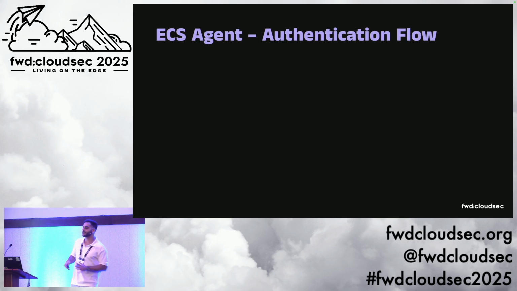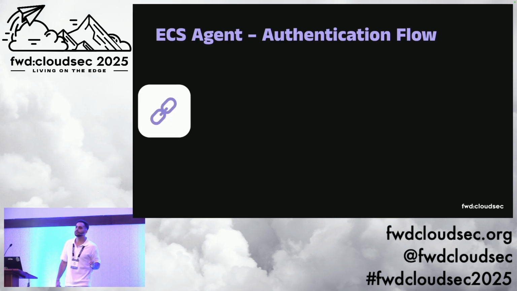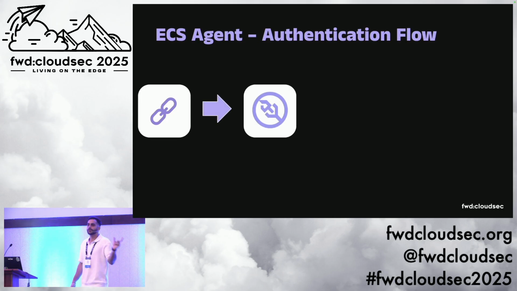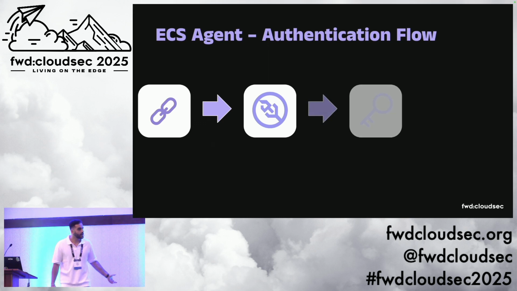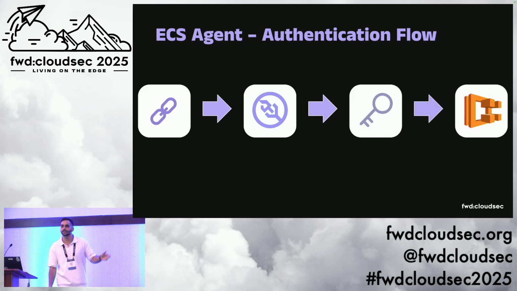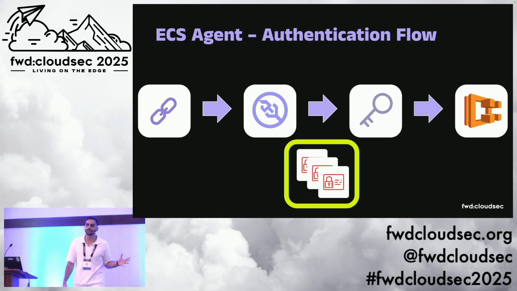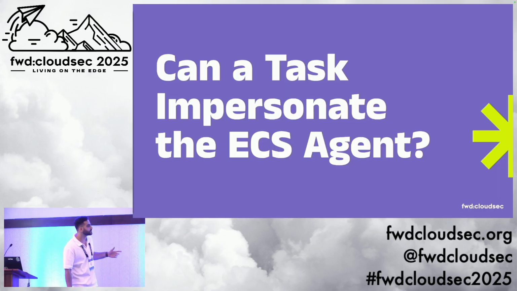So to summarize the authentication flow, first of all, we use the DiscoverPollEndpoint permission and call the DiscoverPollEndpoint API. We receive the URL. Then the ECS agent constructs the WebSocket request using a bunch of identifiers. Afterwards, it signs it using SigV4. And lastly, it connects to ECS and receives all of the role credentials.